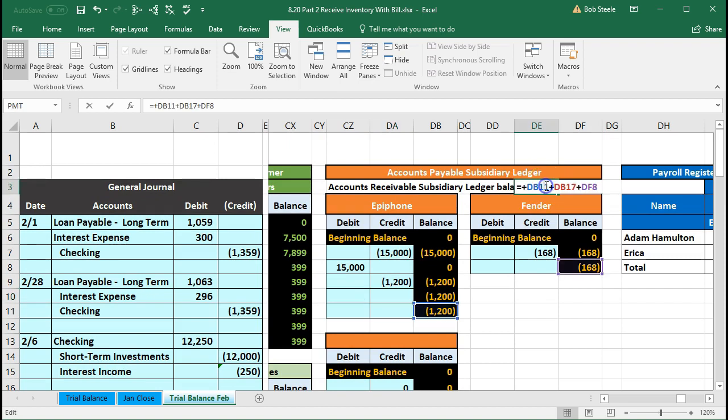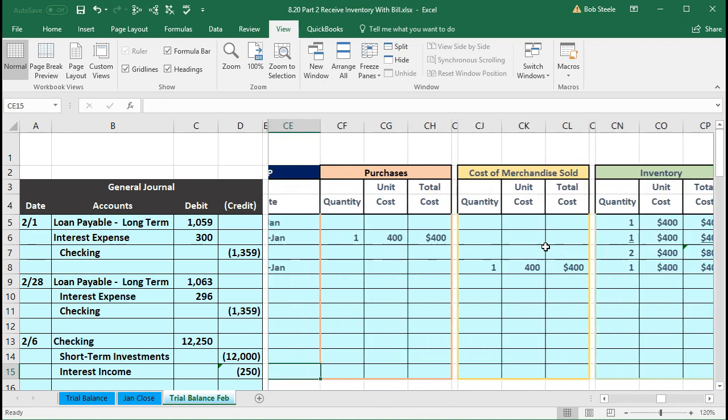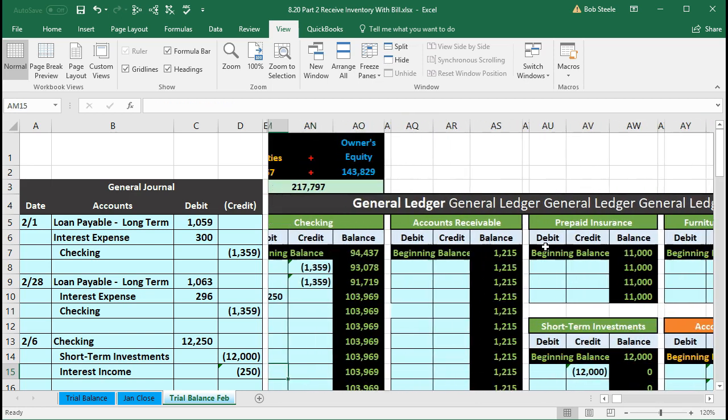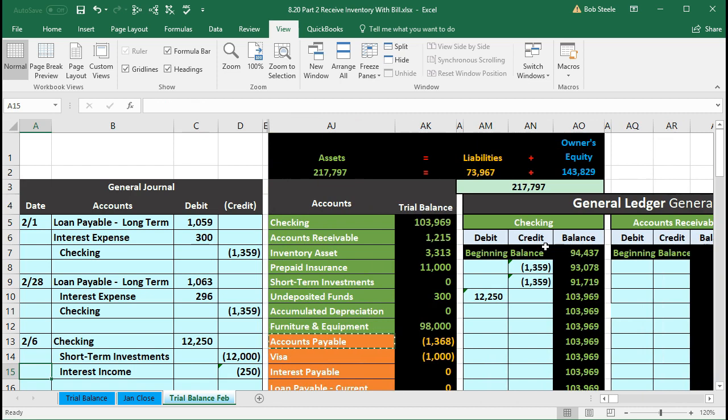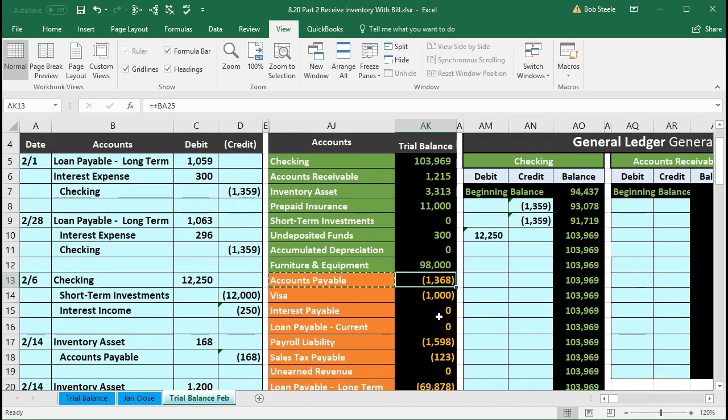If we add up all the vendors, that adds up to 1,368. Let's go all the way back and double check that that's the case on the trial balance. So we're scrolling all the way back to the trial balance. And we owe 1,368. So that looks good.